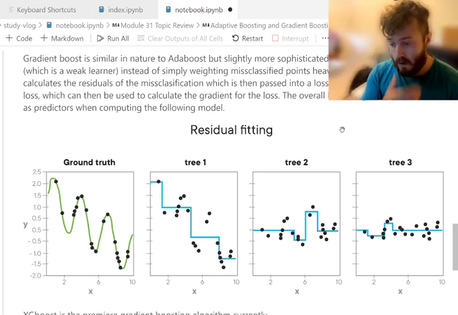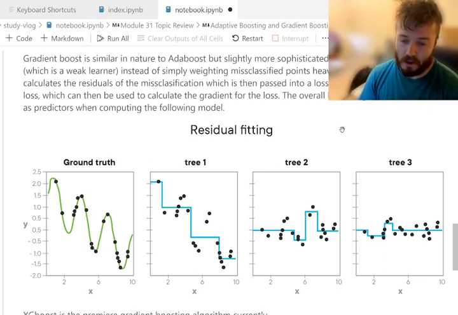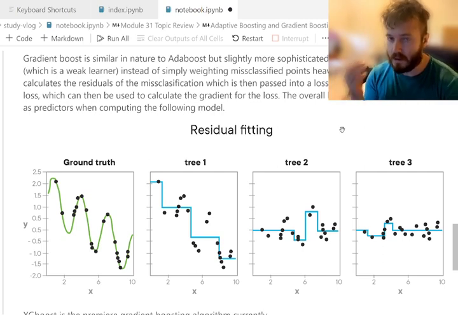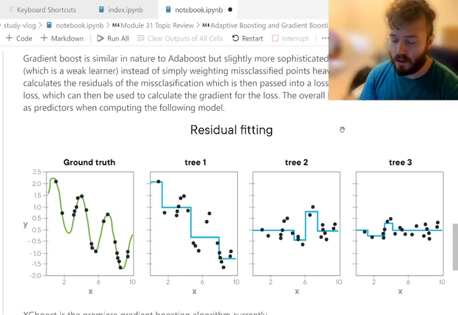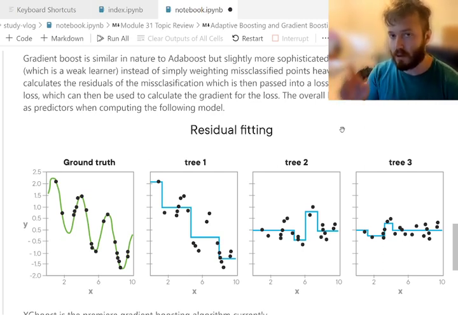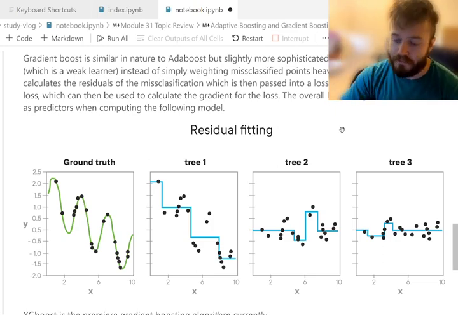So we use the degree of error in one model, and we pass that information in as a predictor into the next model. Then that next model, as it's being built, takes that error into consideration, and that helps make a better prediction with each successive model.